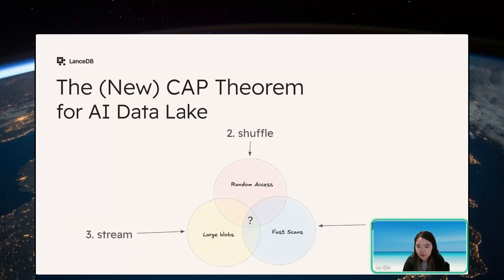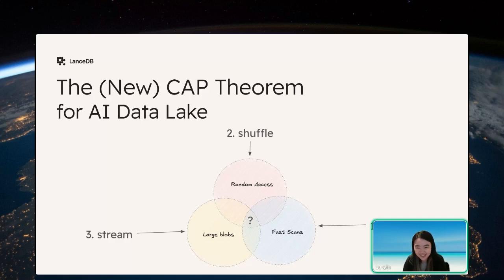Also, when we're doing a bunch of filters or searches, in order to do efficient filter pushdown, random access can help us do the search and filter at a much better performance. And after we are able to get our data in the order that we want, we want to be able to quickly stream the data set all the way to the GPU nodes, especially the original large blobs sitting on object store, like images and videos. So these are what we call the new CAP theorem.